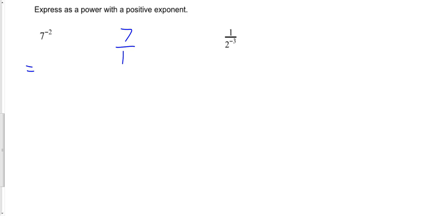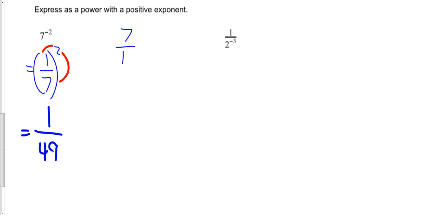So I'm going to flip the base. I'm going to put 1 over 7, and now I'm going to make the exponent positive. When I make the exponent positive, I have to apply that exponent to the top number and to the bottom number. And so this is going to end up being 1 over 49.